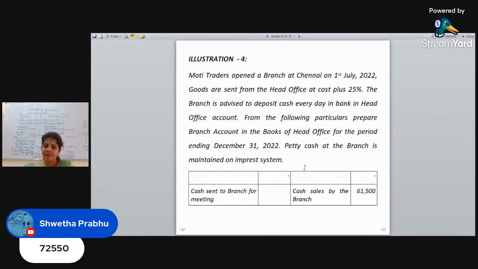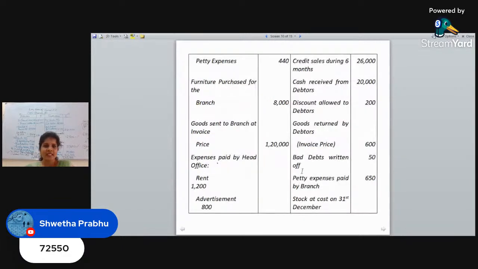Cash sales by the branch must be credited to the branch, because whatever the branch is advised to deposit, whatever amount of cash is received every day in the bank, goes to the head office account. So this cash sales must be credited to the head office account, that is by cash, correct? Next, credit sales. Where do we have to take this credit sales?